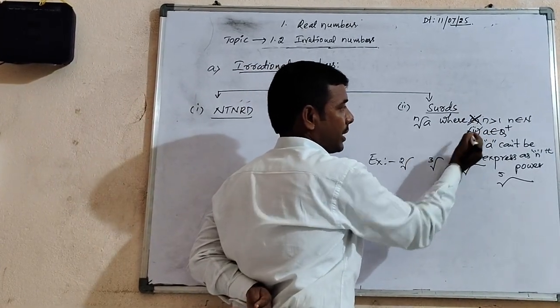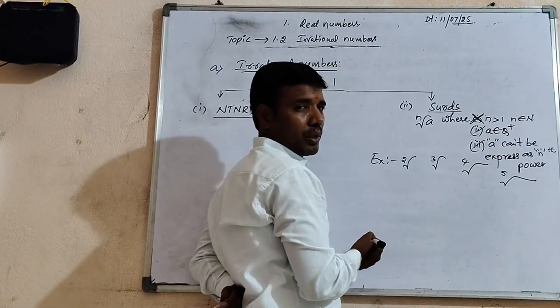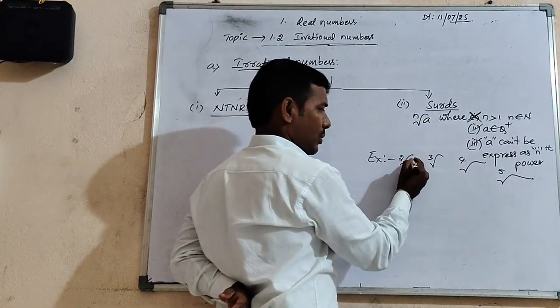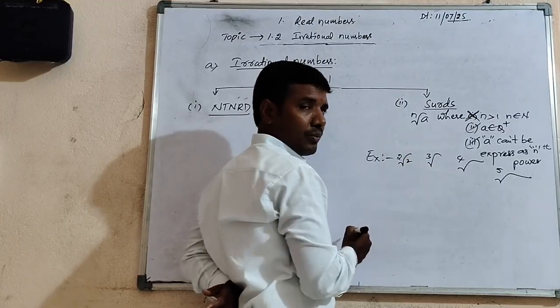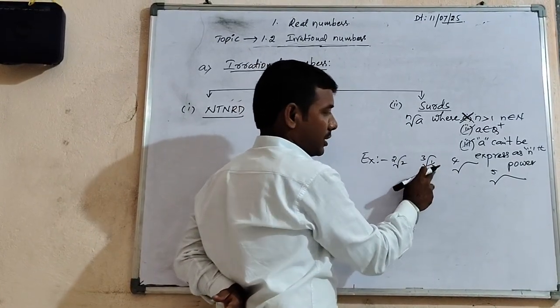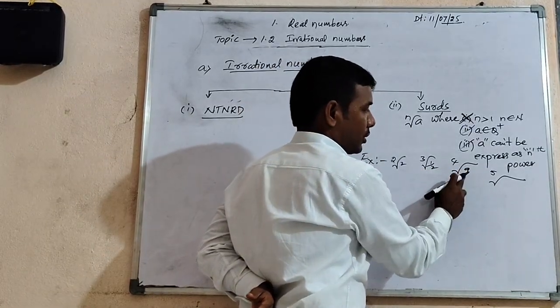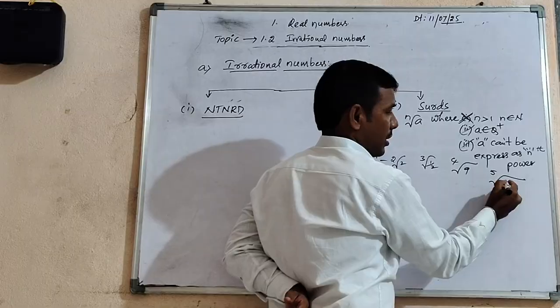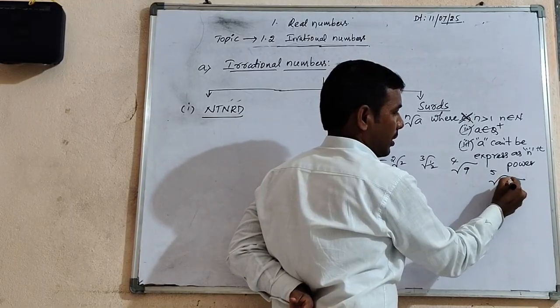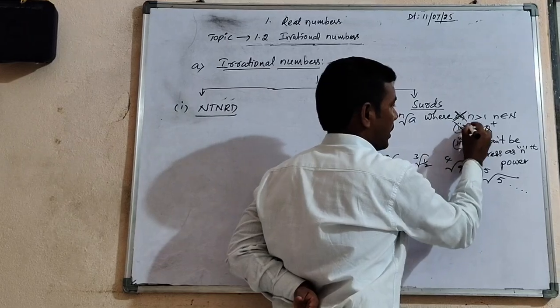Let us go with the second condition, that a belongs to the positive rationals. Positive rational, in the sense, take 2 here. Is 2 a positive rational number or not? Let us take 1 by 2. It is also a positive rational number. Let us take 9. It is also a positive rational number. Take 5. It is also a positive rational number. We discussed the second condition.